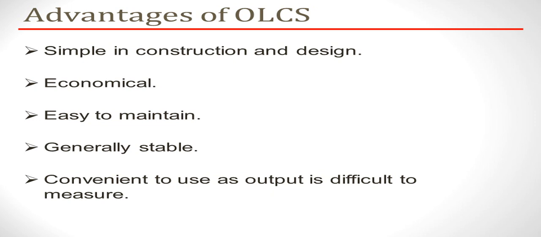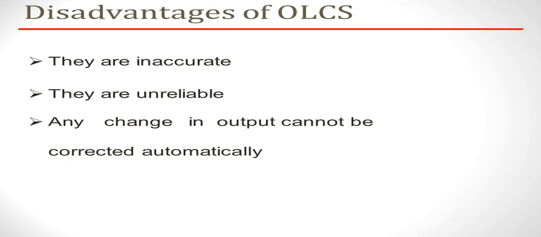Here are some advantages of open loop control system. First one is simple in construction and design. It is economical, easy to maintain, generally it is stable, and convenient to use when the output is difficult to measure. Now, disadvantages. They are inaccurate and unreliable. Any change in output cannot be corrected automatically since there is no feedback.